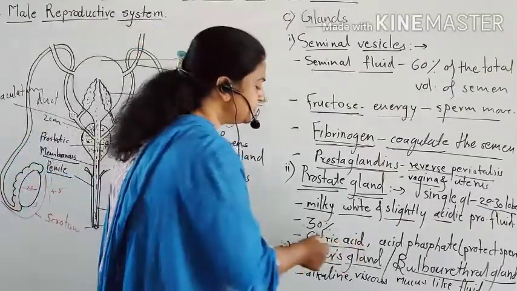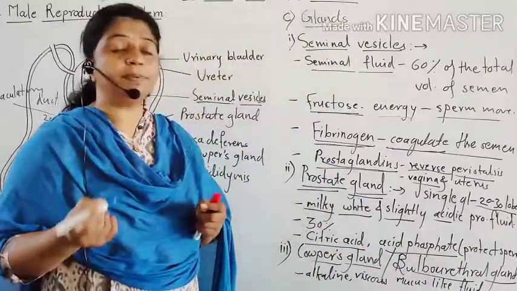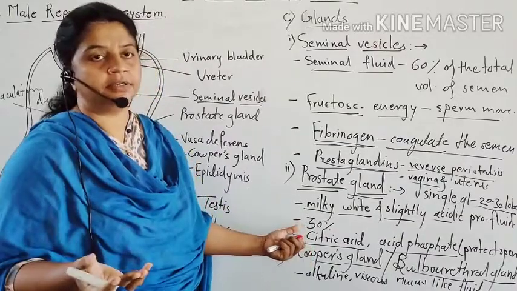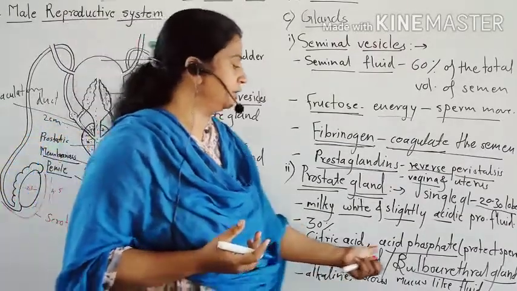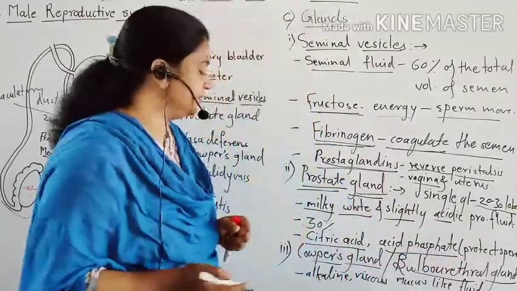It consists of citric acid and acid phosphatase. What is the function of these? Citric acid increases the acidity. And what does the acid phosphatase do? It protects the sperm from this acidity.